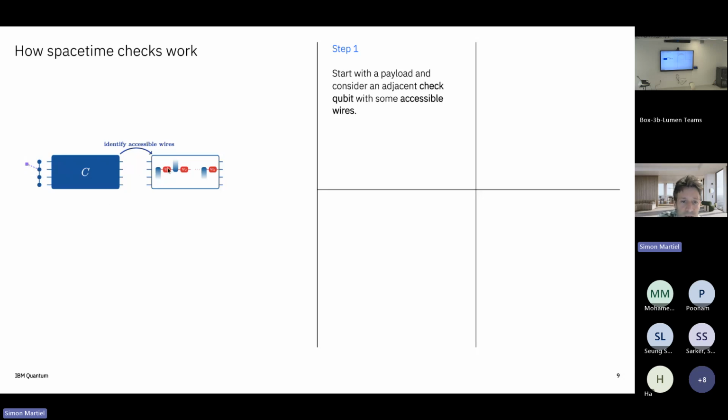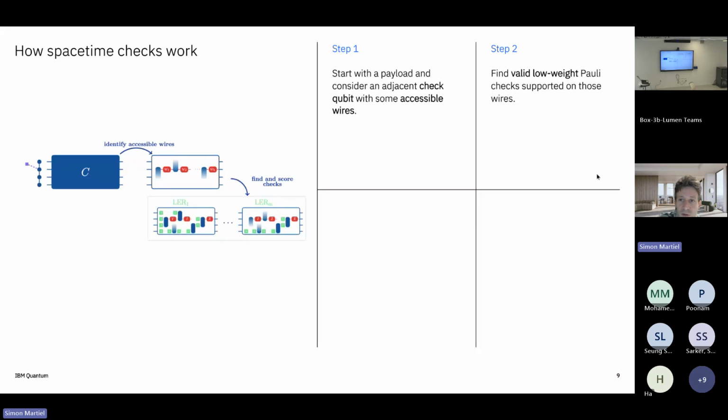And we can identify all the internal wires of C that correspond to this data qubit. So here I have this purple qubit that's connected to the second data qubit, so I can isolate all the internal wires corresponding to this second qubit. Those are the red boxes. Then I can find a low weight check on those wires. I will define what low weight checks are. Basically it means that I can find a way to add Paulis onto those wires in a way that doesn't disturb the computation.